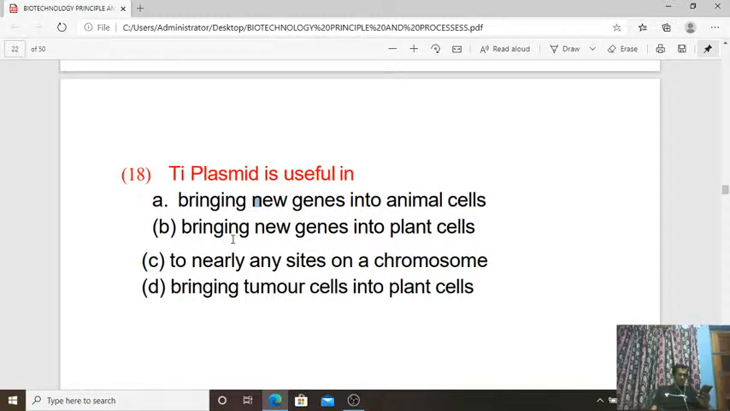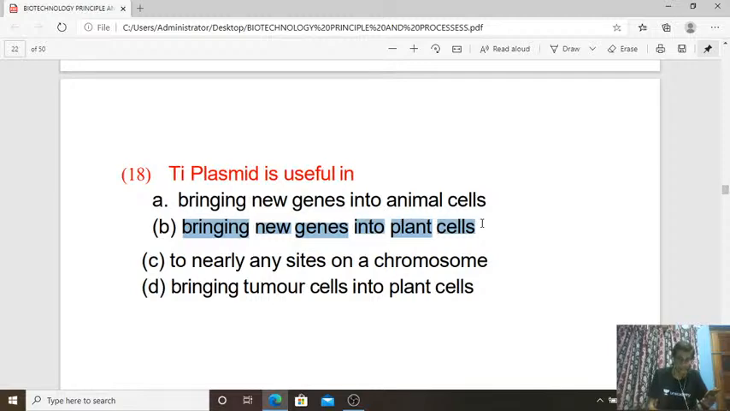Any answer? So Ti plasmid has the tumor inducing property. So in this one it is bringing tumor cell into plant cell, isn't it? Tumor cell into plant cell, that is one type of answer. Then here bringing new genes into plant cell, that is also right. Actually this is the answer.